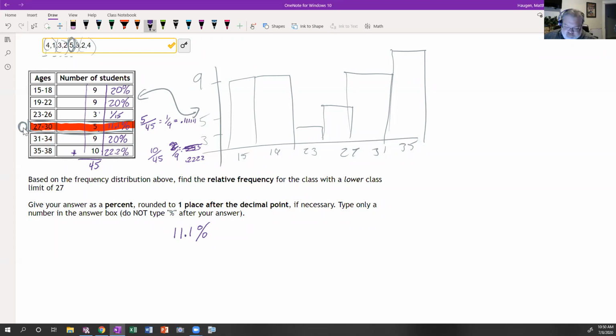How did I know that 55% wasn't reasonable? Because they all have to add up to 100%. Yeah, these all have to add up to 100%, right? That 55 was way too big, right? 55 plus 20 plus 20 plus 20, way too big.